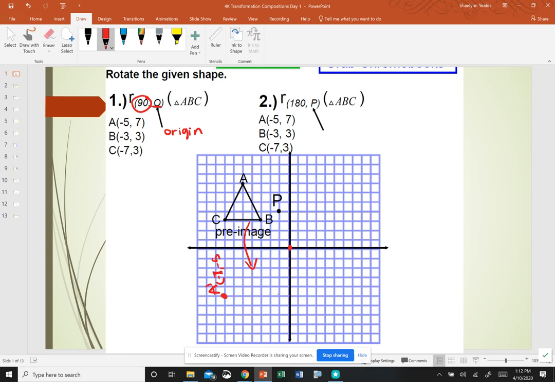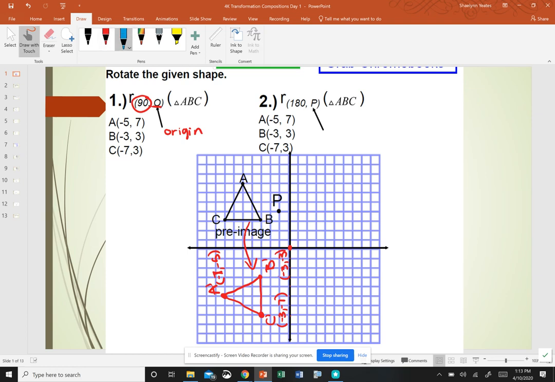-7, -5. Now I'm going to plot -3, 3. So -1, 2, 3, 1, 2, 3. Here's B prime, which if you look is now at -3, -3. And then I'm going to do C. So C is at -7. So 1, 2, 3, 4, 5, 6, 7. And then at +3, 1, 2, 3. This is C prime. And this is at the point -3, -7. So now there's my new thing when rotating 90 degrees about the origin.